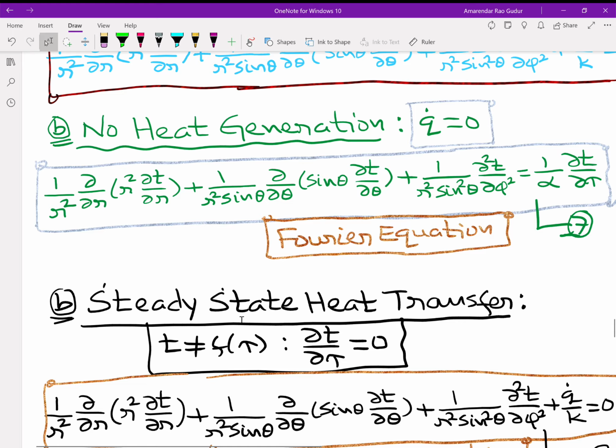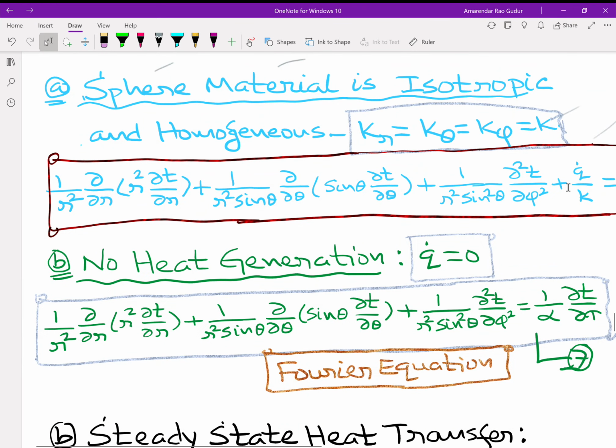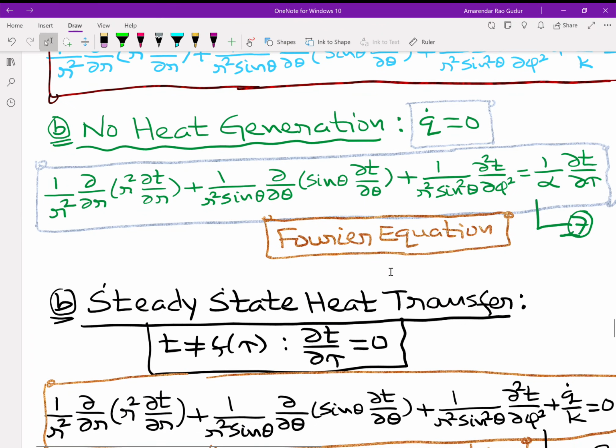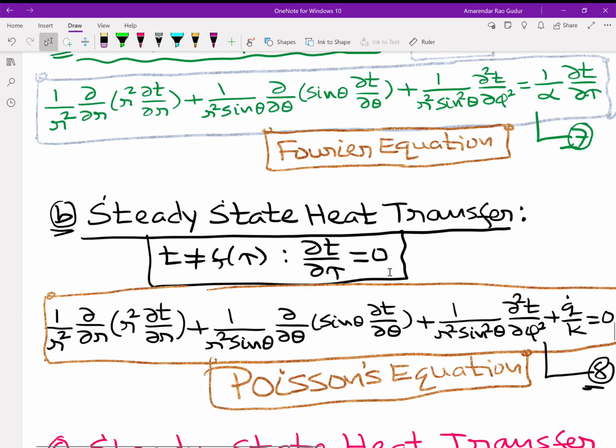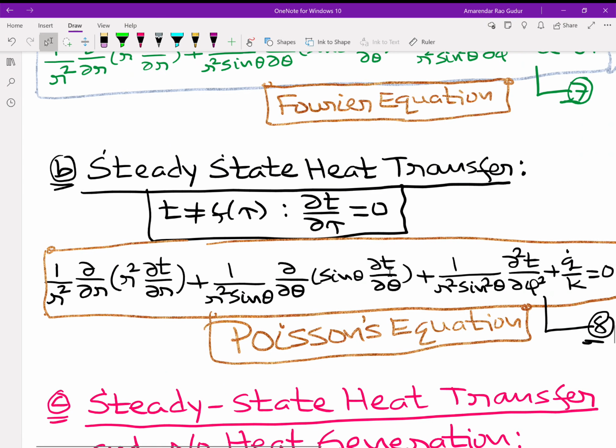As a result, the fourth term on the left hand side gets lost. You are going to have 3 conduction terms equal to the unsteady term. This equation is known as the Fourier equation. Then we can assume steady state, where heat transfer temperature is independent of time.